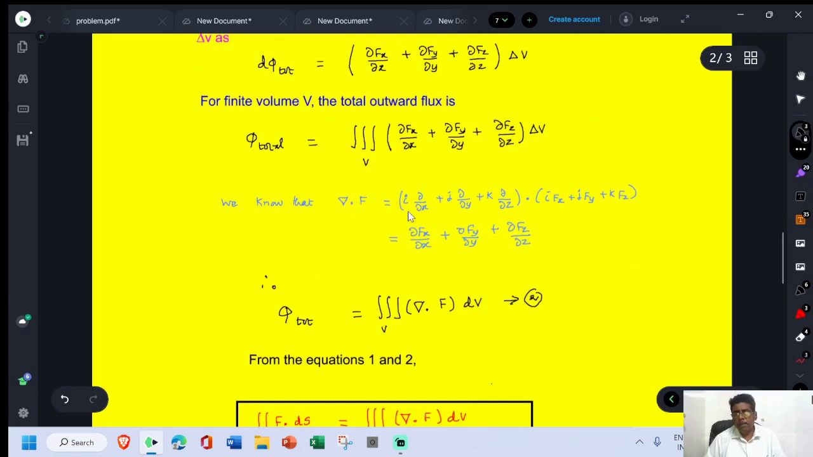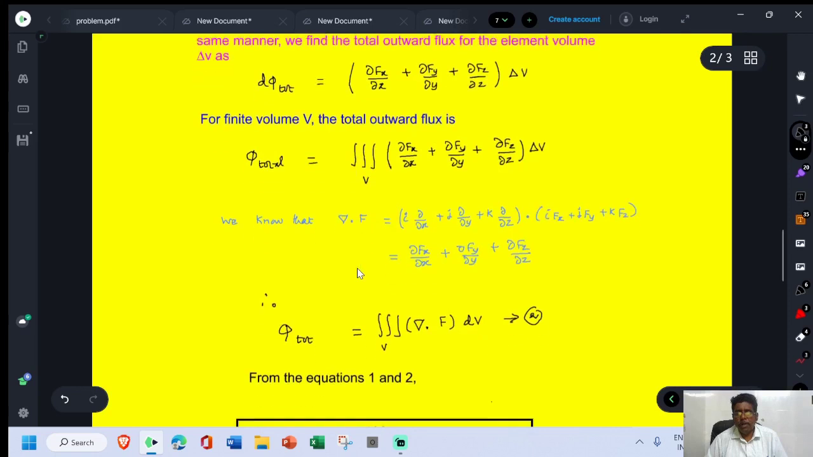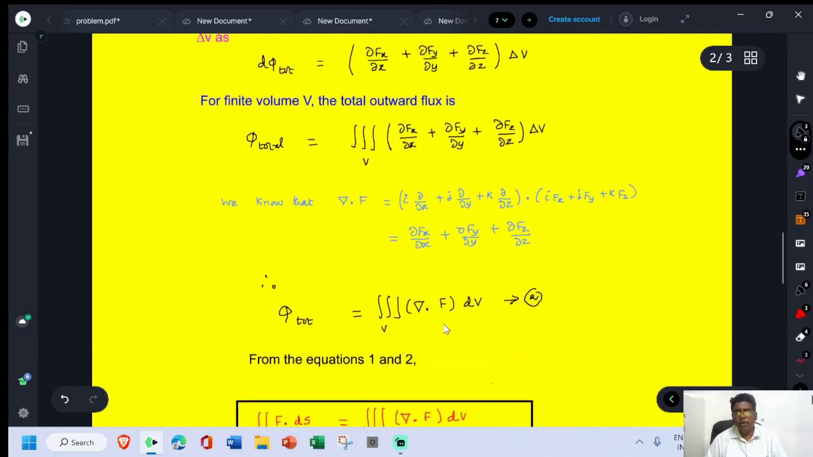Del operator value is i into dou by dou x plus j into dou by dou y plus k into dou by dou z. Dot F vector is i into fx plus j into fy plus k into fz. If you take the dot product, you can get this. i dot i is 1, dou fx by dou x. i dot j is 0, i dot k is 0. j dot j is 1, dou fy by dou y. Then k dot k is 1, dou fz by dou z. Therefore, this should be replaced by del dot F, div of F. So, pi total is equal to the triple integral of div F dV.